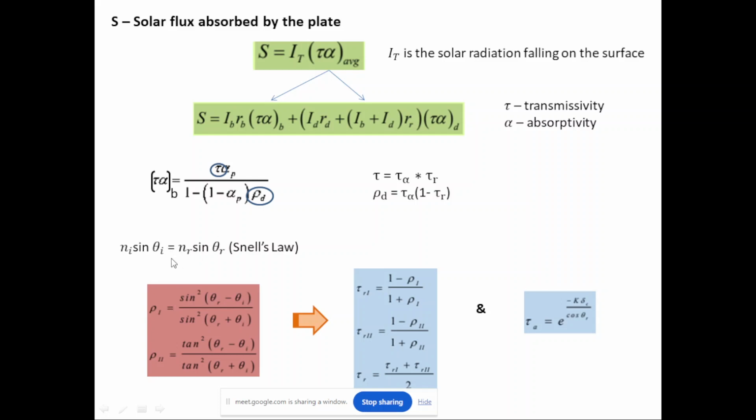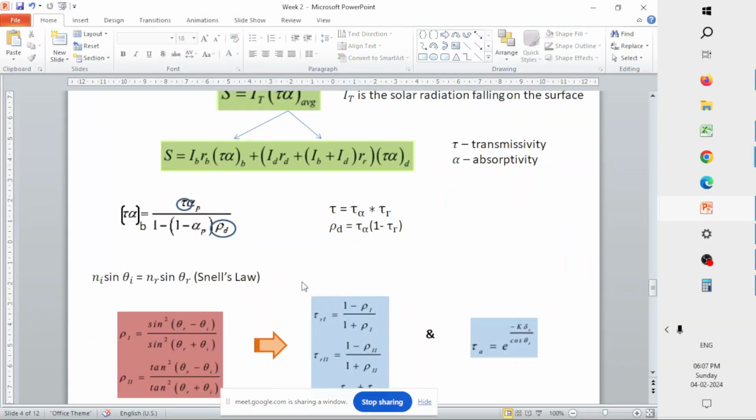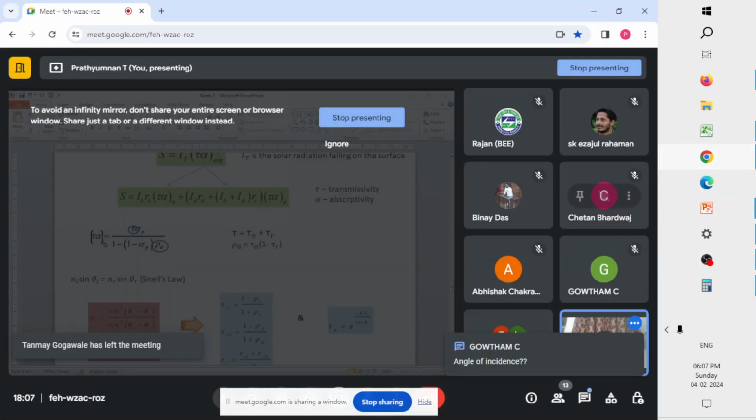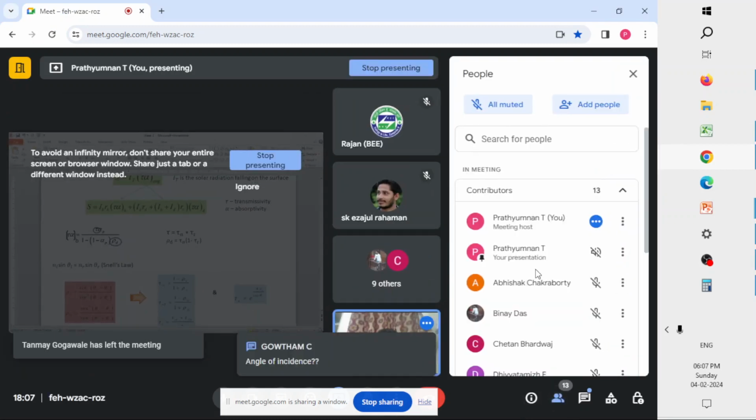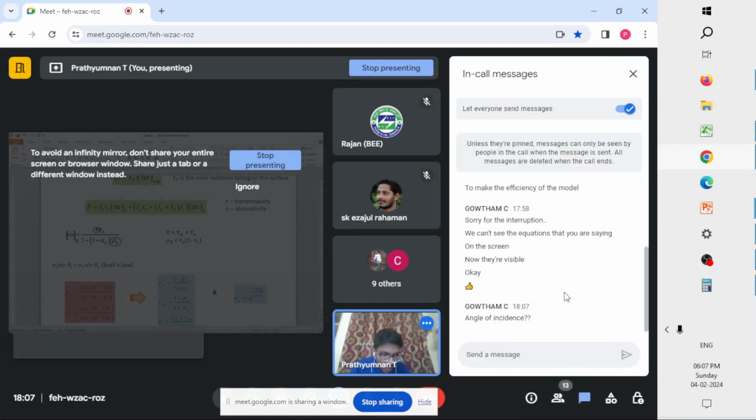Because here the value of theta I and theta r, in most cases, will not be the same. So can anybody tell why light refracts when it moves from one medium to another? No, not angle of incidence, I'm talking about the refraction.